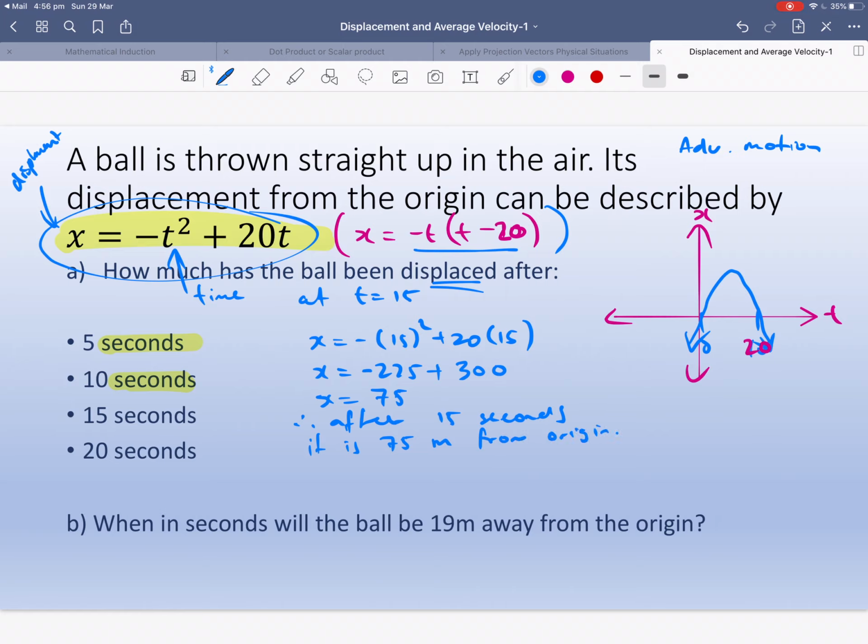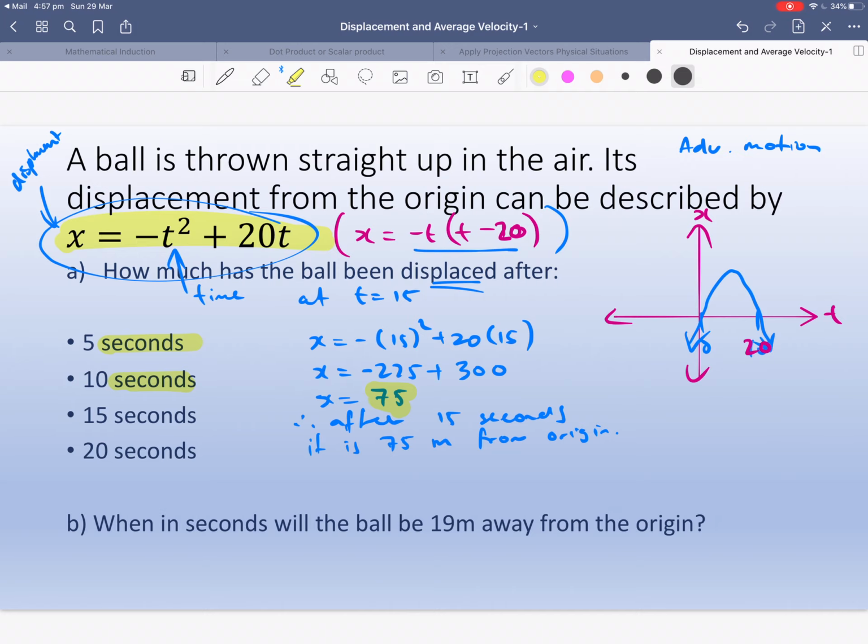I know that I wrote it very differently to what I did previously, but it's for a good reason. I just want you to see that they're of equal value. Now what's happening? After 10 seconds, how far was it? 100 meters. After 15 seconds, it's now 75 meters away. So what does that tell us? That the ball reached as far as it could go, and now it's headed way back down.